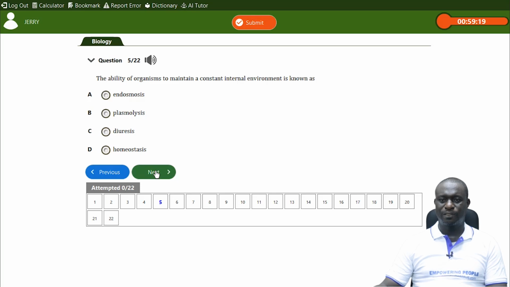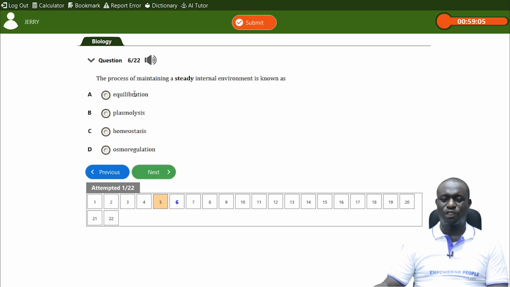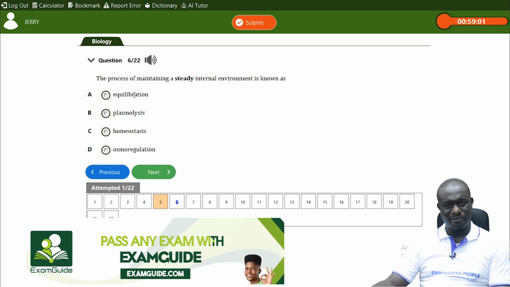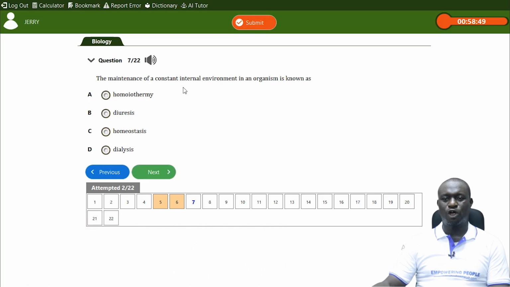Then let's pick another important question. Okay, look at this question. They said the ability of organisms to maintain a constant internal environment is known as, the correct answer is D, homeostasis. Look at number 6 again. The question brought back again, but actually refined or remodified. The process of maintaining a steady internal environment is known as the same homeostasis. Okay. Then we have the maintenance of a constant internal environment, the same homeostasis.